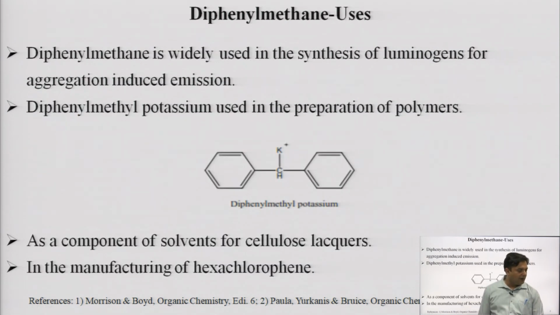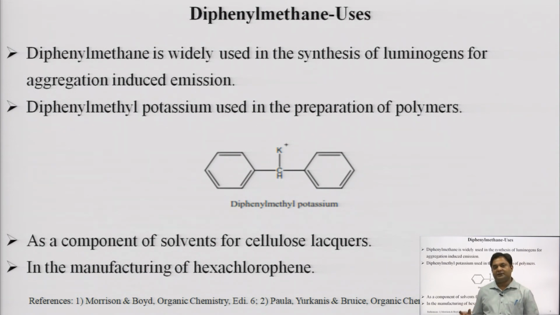So, this is all about diphenyl methane reactions and synthesis. Again, talking about uses, it is widely used in the synthesis of luminogens. Luminogens, I have told you, are compounds which when added to some substance provide phosphorescence or luminescence. It is also used for the preparation of various polymers like polyesters.